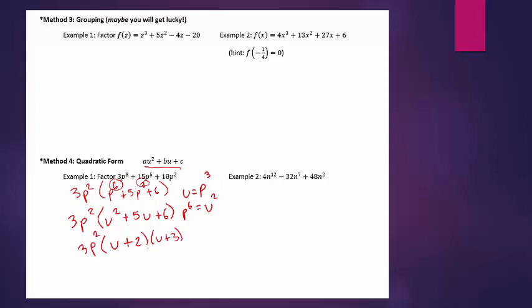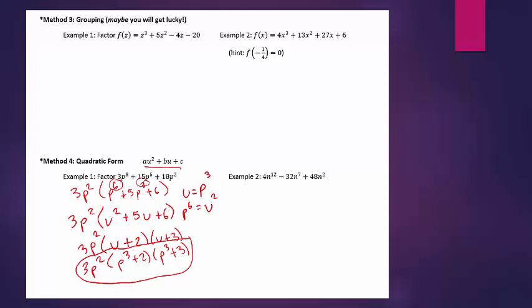And then instead of circling it saying, oh, we're done, we're going to go ahead and swap back those u's for that p cubed. So we'll go ahead and finish it up by writing p cubed plus 2 and p cubed plus 3.